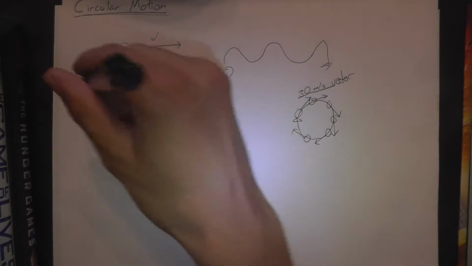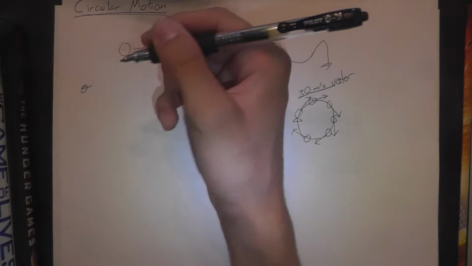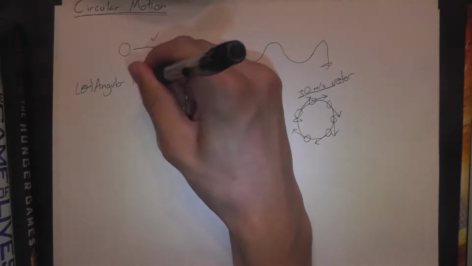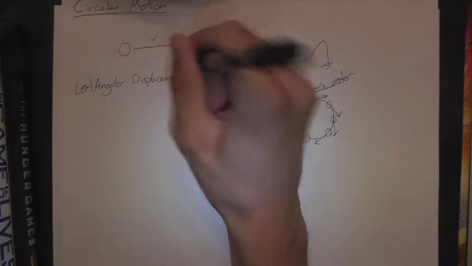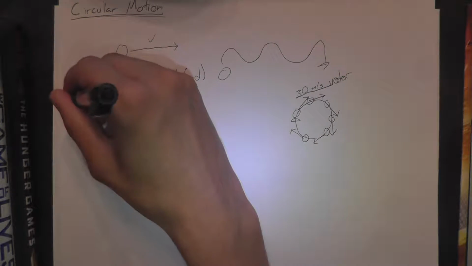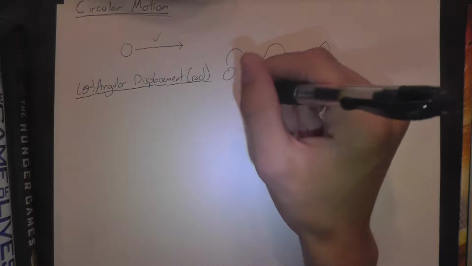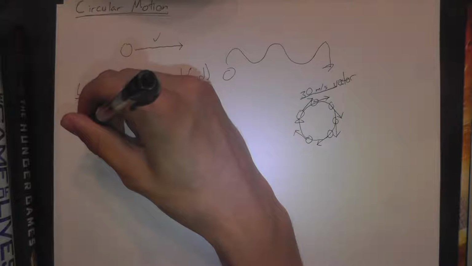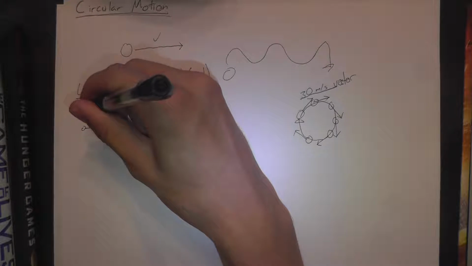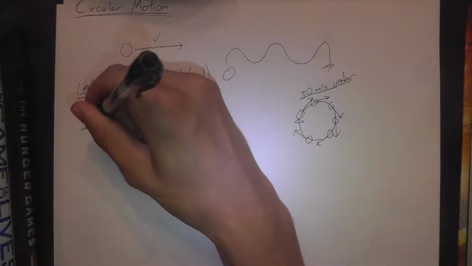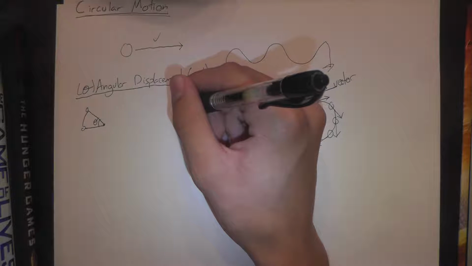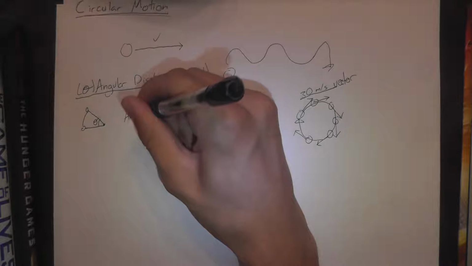So the first value that we're going to talk about is angular displacement, or as I like to refer to it, little theta. That little theta there is angular displacement as measured in radians, or rads for short. And that's basically the angle of displacement. If you're moving in a circle, let's say you start here, and then you move up to here. Well, then from the center of the circle, the angle there is your angular displacement, your little theta. And that's pretty simple.